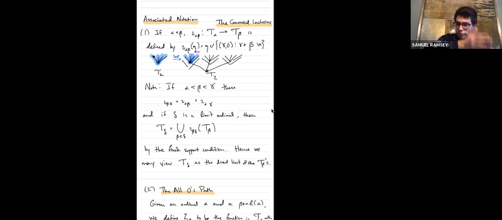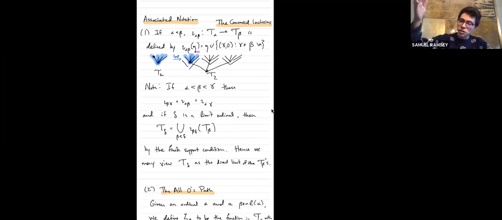So if I extend from alpha to beta by adding zeros, and I extend from beta to gamma by adding zeros, then that's the same as extending from alpha to gamma by adding zeros. So that means that the canonical inclusion from alpha to beta, post-composed with the canonical inclusion from beta to gamma, is the same thing as the canonical inclusion from alpha to gamma. And these things fit together to tell me that I can view any one of these T deltas indexed by a limit ordinal delta as somehow the direct limit of the trees indexed at lower ordinals.